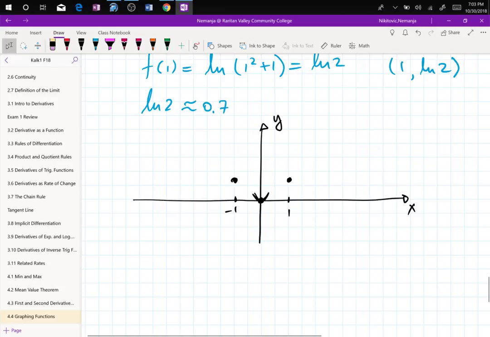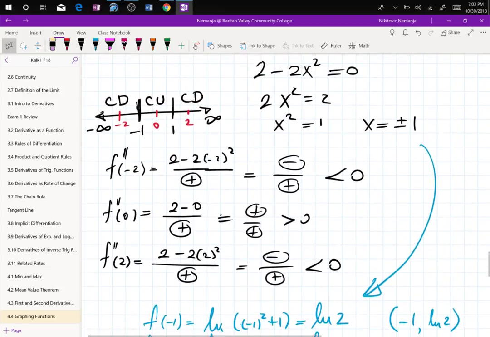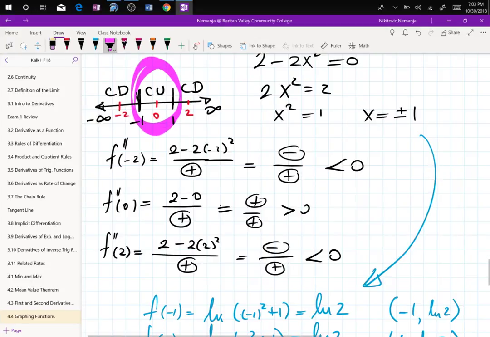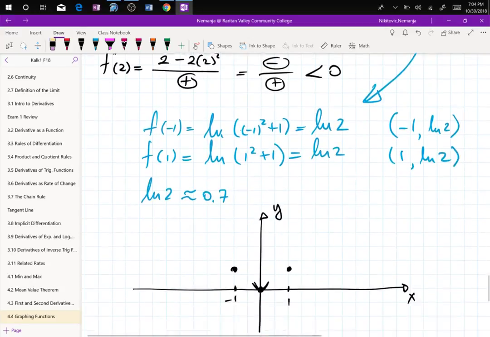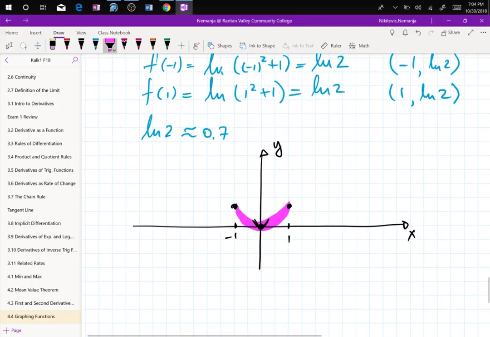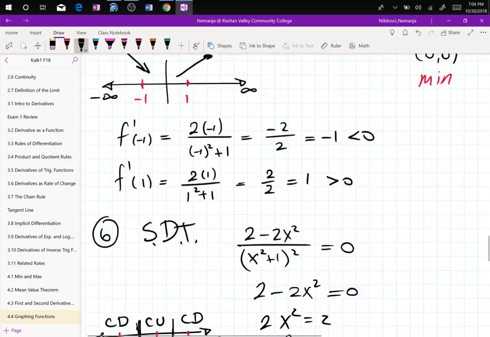So what do I know? I know that between negative 1 and 1, look at this, the function is concave up. Well, it better be because we have a minimum at 0. So that means that this part has to be a smiley face like that. So I'm going to draw a curve through these. And then both of these have to be concave down, and they're increasing.